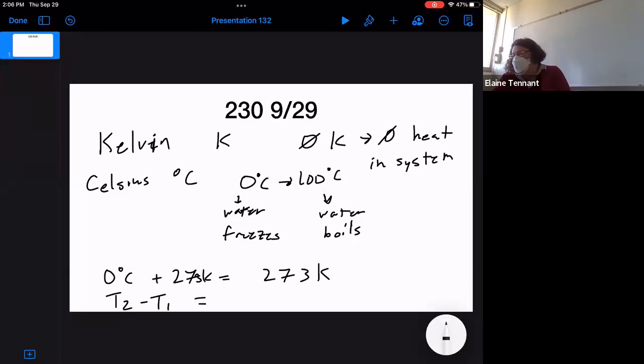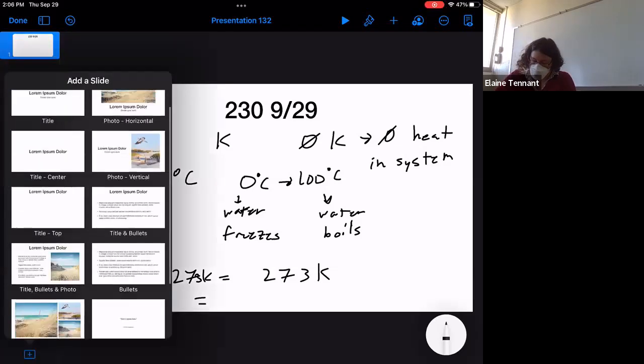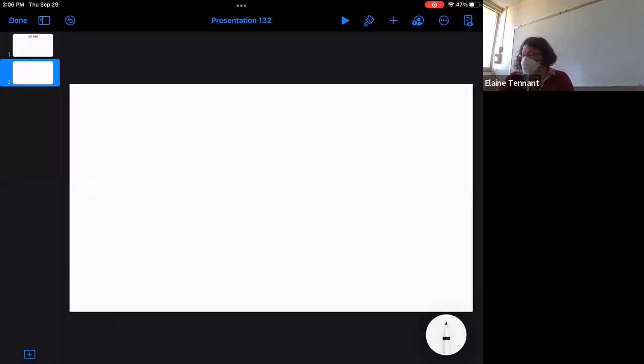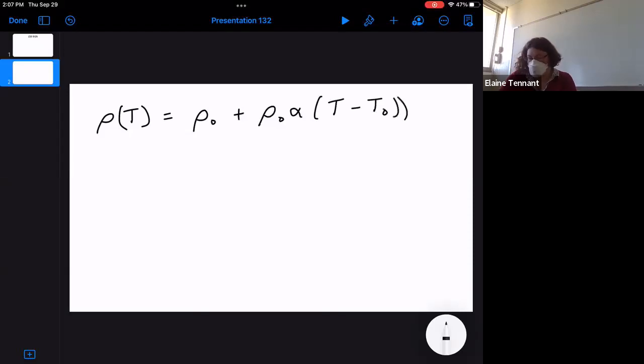Given that, a good problem to start out with in this chapter would be number 14, where, if you recall, what we were doing right before we stopped yesterday was we were looking at the temperature dependence of the resistivity of a substance.